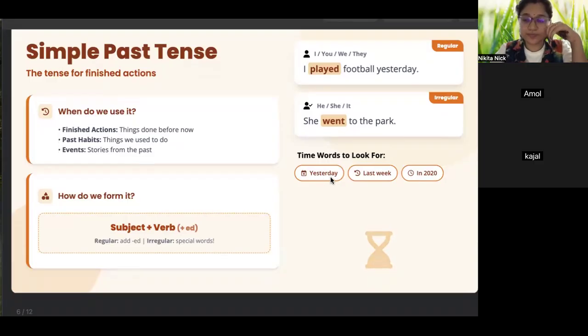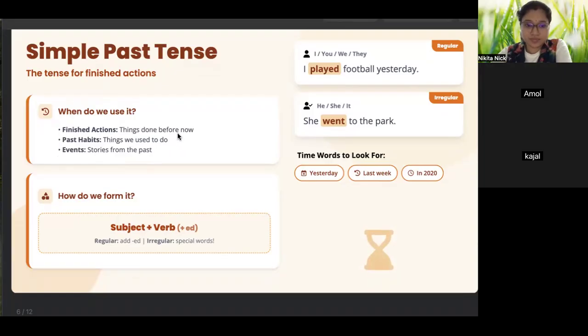So what are the time words for past tense? Yesterday, last week, in 2020. Because you're talking about past, not right now moment. So when do we use it, Pooja? Read this. When do we use it?